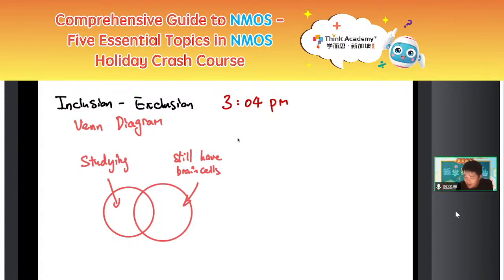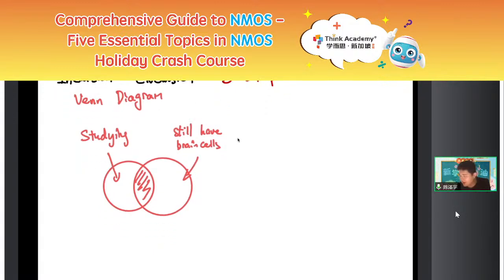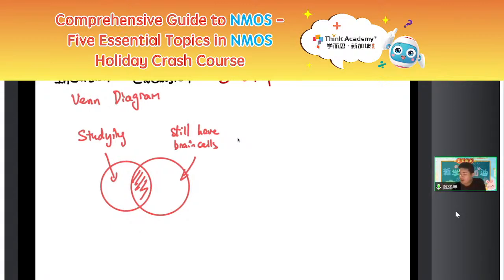And for the middle part, Rashid says still have the brain cells. This stands for people who still have brain cells, but at the same time are also studying. So you see, it's the overlapping part of the two circles. This is a normal, most common Venn diagram.